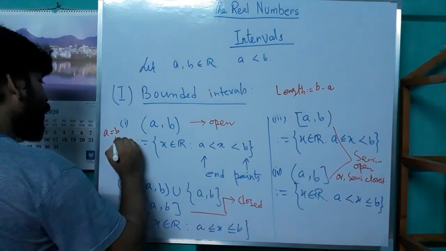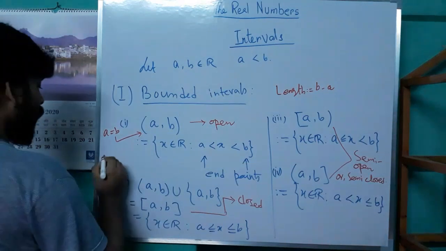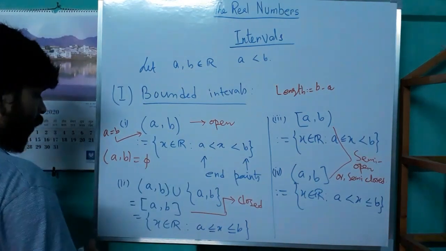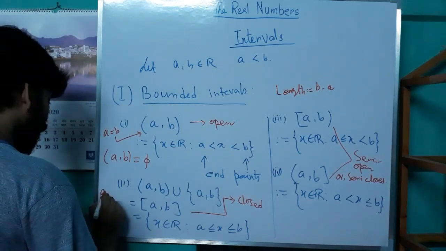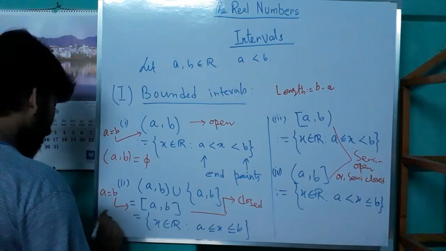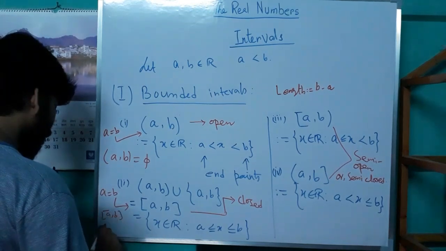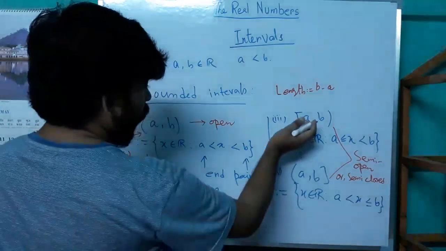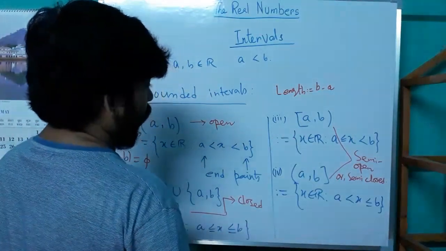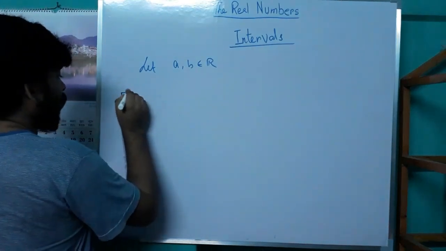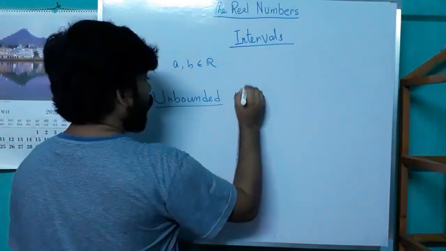Now if a equal to b in open interval ab, then open interval ab is nothing but the empty set. And if a equal to b in closed interval ab, then closed interval ab is nothing but the singleton set {a}. And the same thing happens for semi-open or semi-closed intervals. So next we define unbounded intervals.